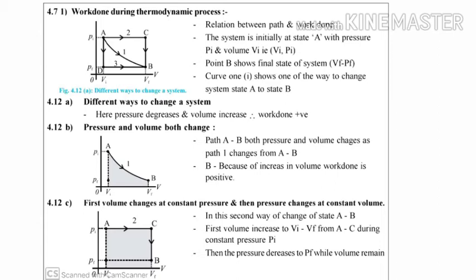As path A to B, both the pressure and the volume change along path 1 from A to B. So you can see the curve graph of A to B on the PV graph. It follows path 1. During this path, as the point moves from A to B, the volume goes on increasing and the pressure goes on decreasing. You can see it here in the PV graph.